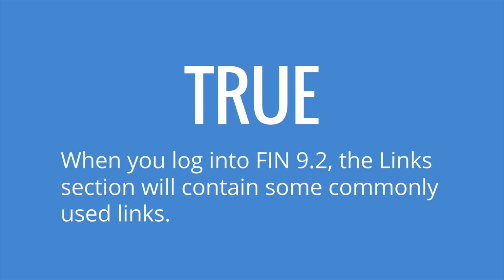Okay, so it's actually true. The first time you log into Fin 9.2, you will see some links already there for you, and it's going to be for the commonly used links, such as to create journal entries, and you'll also have links to look up speed types and chart fields. Also keep in mind that if you don't see links that you normally use listed there, such as a link to the report manager, you can add it to that section.